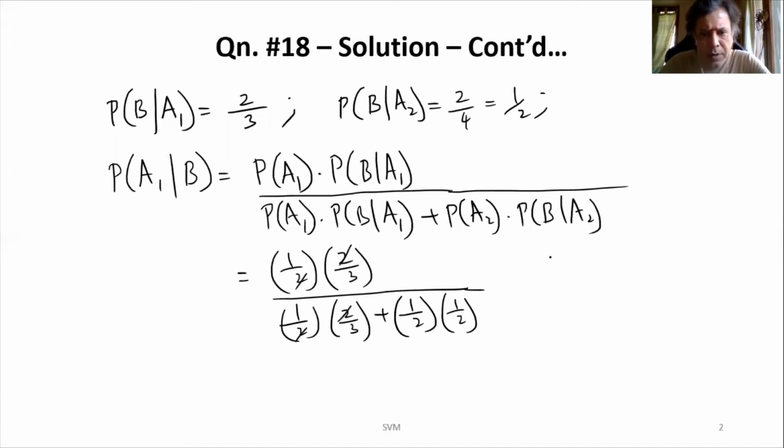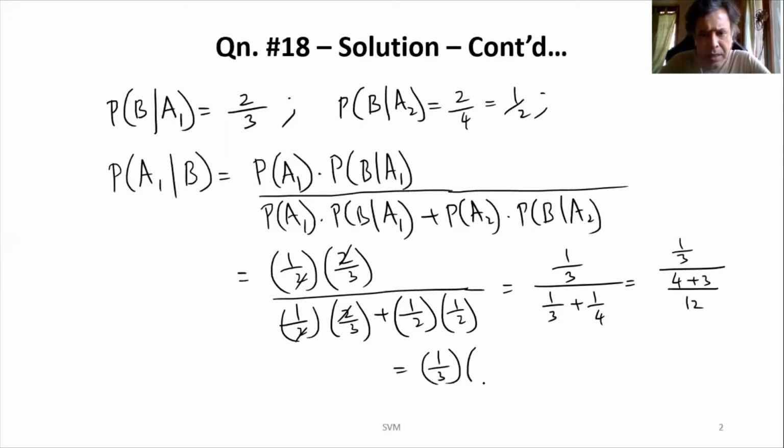So you will have 1 by 3 in the numerator, 1 by 3 here, plus 1 by 4. So if I simplify this, how much do I get? Here the LCM is 12. So this is 4, this is 3. I can write this as 1 by 3 multiplied by 12 by 7. So this goes with this 4 times. So ultimately the desired probability is 4 by 7.